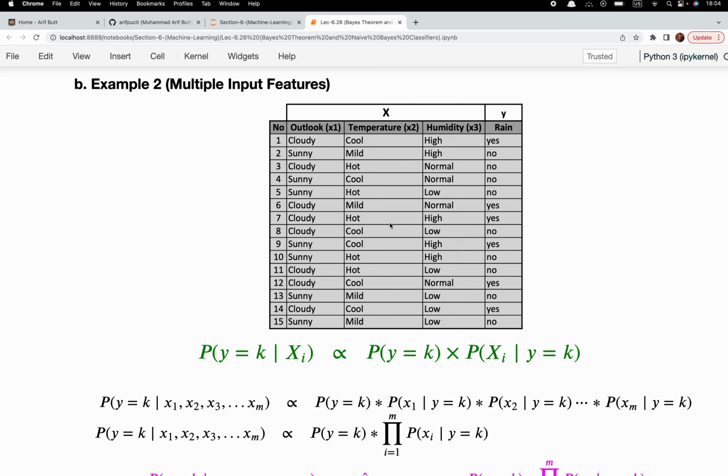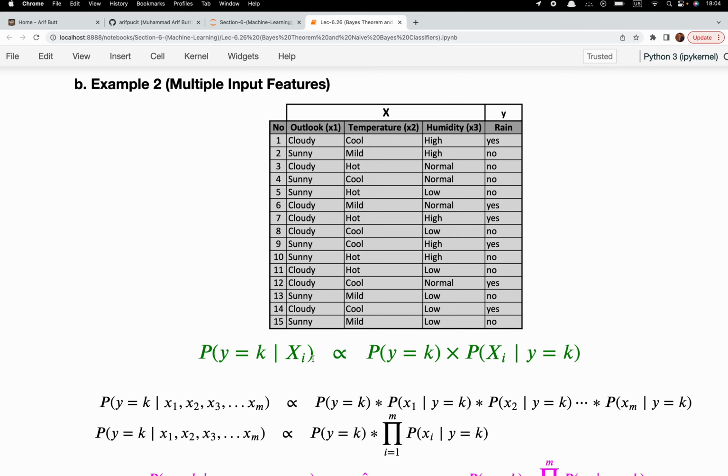And in this dataset, this means that changing the value of temperature does not directly change the value of humidity. However, in reality, we know that temperature and humidity are very much related to each other. Anyways, this first line in green color shows the naive Bayes formula for multiple input features.